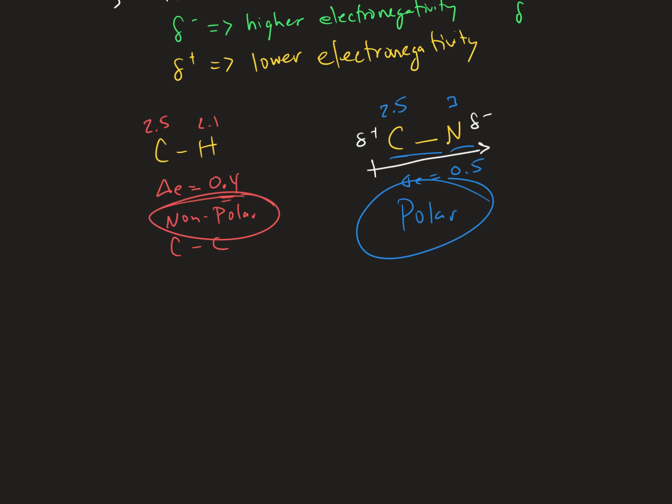All right. Any questions on how to do this? Yeah. What's the deal with your vector that you draw? It's just saying what direction the electrons are going toward. Oh. So we call it a dipole.